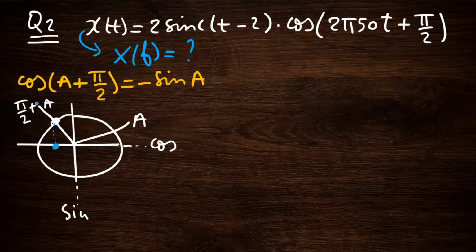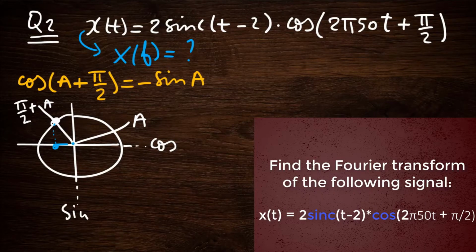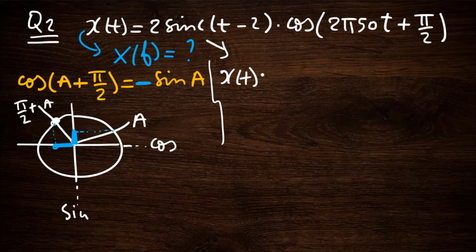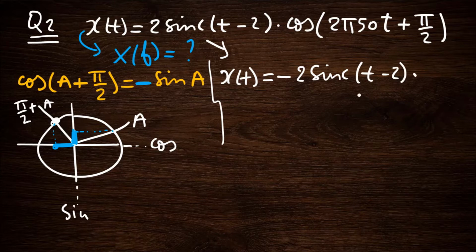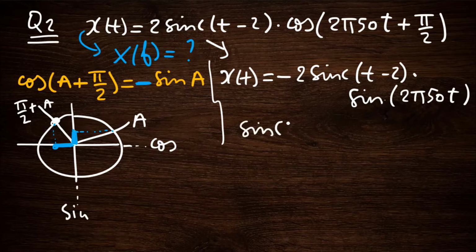The cosine of pi over 2 plus a is the opposite of sine of a. So cosine of a plus pi over 2 is minus sine a. So we can rewrite x of t as minus 2 sinc of t minus 2 times sine 2 pi 50 t.